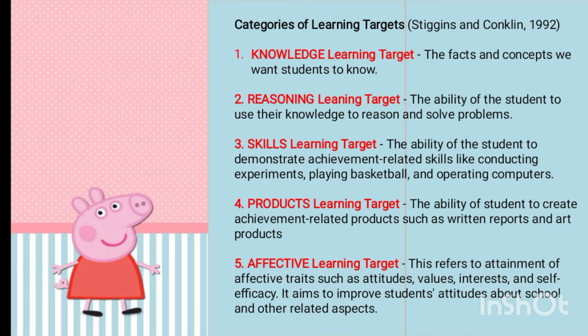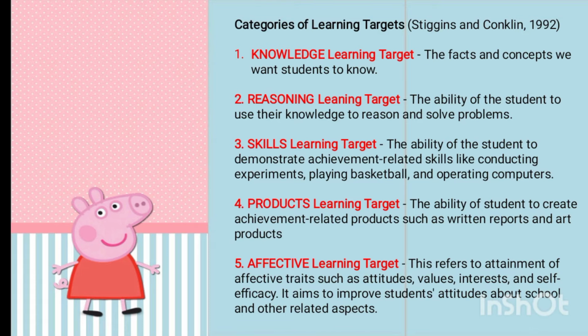Number 3, skills learning target. The ability of the student to demonstrate achievement-related skills like conducting experiments, playing basketball, and operating computers. It requires a real-time demonstration or physical performance. Some subjects have no skills targets as a part of their curriculum, and others have quite a few, such as world language, physical education, and fine and performing arts.